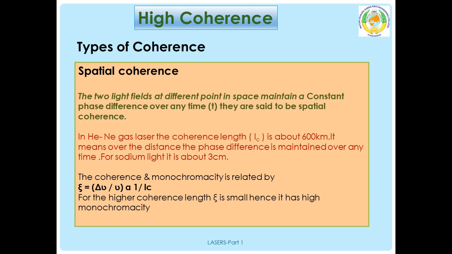The coherence and monochromacity are related by the relation zeta is equal to delta nu by nu, which is proportional to 1 by LC. So that means it is inversely proportional to the coherence length. So the higher the coherence length, zeta is small. That means it has higher monochromacity.